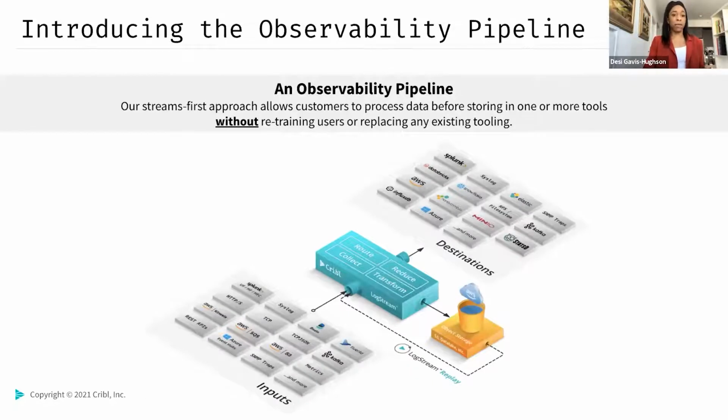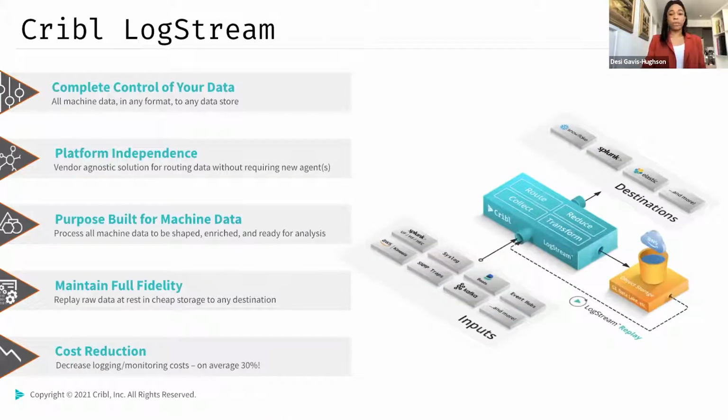Well, an observability pipeline solves all of these problems. And our product, Cribl LogStream, helps teams to implement an observability pipeline without replacing any existing tooling. What Cribl LogStream does is it enables customers to choose what data they want to keep, in what format, and in which data store, all while providing the assurance that they can also choose to delay any or all of those decisions with a full fidelity copy and low-cost storage.